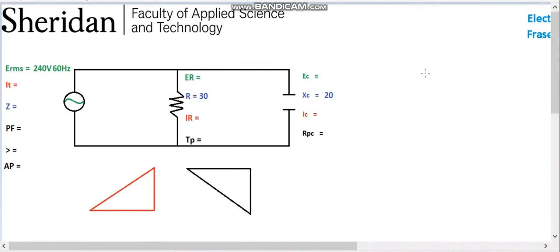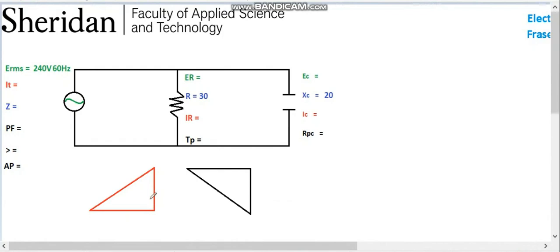So let's take a look at this one here. This is an RC circuit again, but it's an RC parallel circuit, so there are some fairly significant changes. The one thing that you notice, I don't have a triangle for voltage because the voltages are going to be in phase because it's parallel. But notice that I have a triangle for current because current is going to be out of phase.